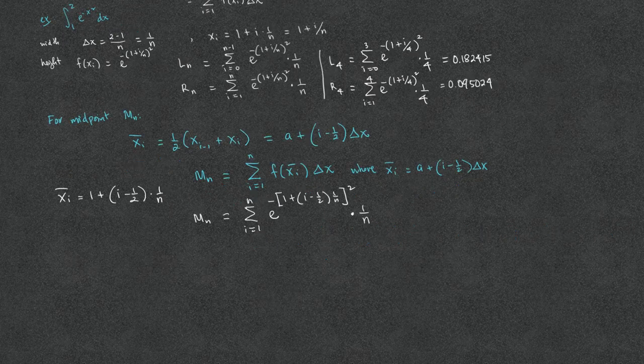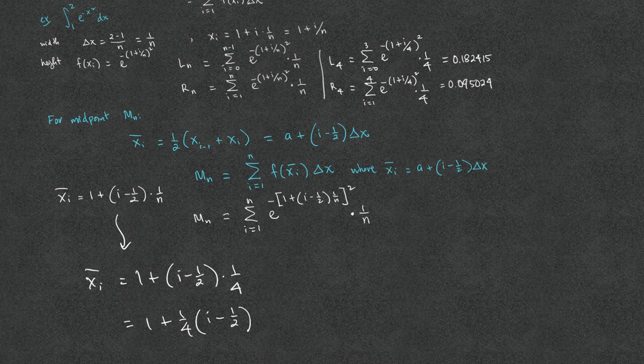If n equals 4, then xi bar is 1 plus i minus 1/2 times 1 over 4. This is 1 plus 1 over 4 times i minus 1/2. There's no need to simplify this. Thus, M4 is the sum as i goes from 1 to 4 of e to the negative, where inside the bracket is now 1 plus 1/4 times i minus 1/2, squared, times b minus a over n, which is 1 over 4. Put this in the calculator, and we would get 0.133522.